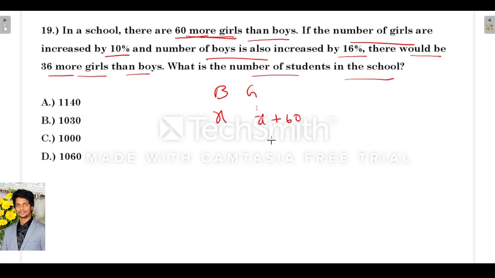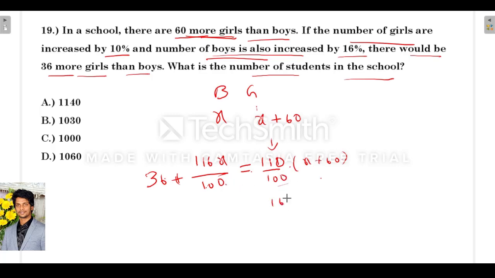So if the number of girls is increased by 10%, the new number of girls is 110% into x plus 60, and number of boys also increased by 16%. So number of boys increased by 16% means this is the new amount of boys. So now they are telling there will be 36 more girls than boys, means this is equal to 36. So now what we can do, bring this thing this side.